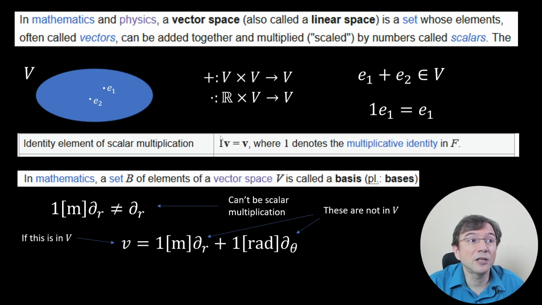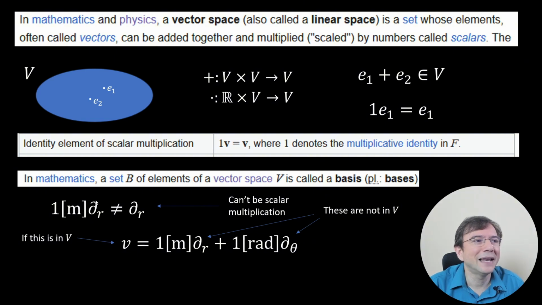Moreover, if we're multiplying by 1, then this has to give you the same element. So if we have 1 times v, we need to get v. So the identity of the multiplication gives you the identity map on the space. And this is very important. And moreover, we know that in mathematics, a set B of elements of the vector space is called a basis if, and so on. What basically this tells us is that an element of the basis is an element of the vector space. It's not somewhere else, it's an element of the vector space.